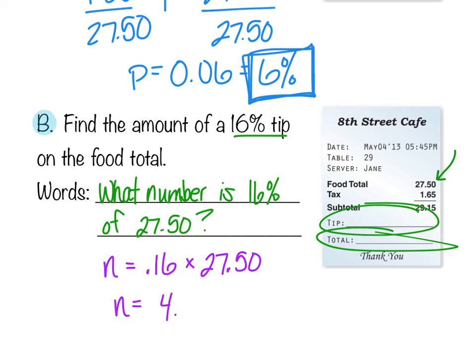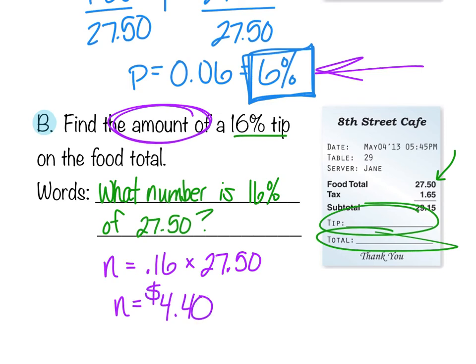and that's going to give us 4.4. Now, because it's a story problem, I need to label. And last time it said what percent, this time it says find the amount. This is a dollar amount. So I need to put a dollar sign, and I have to put an extra zero to make it $4.40. That's how much we would tip if we're tipping 16% on a $27.50 meal.